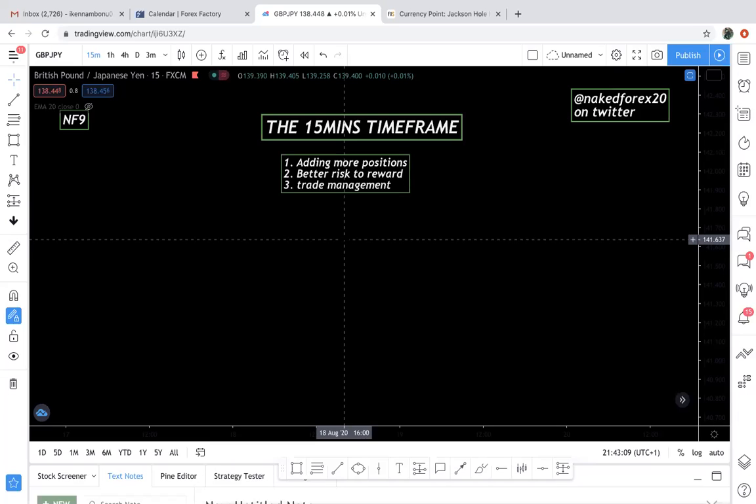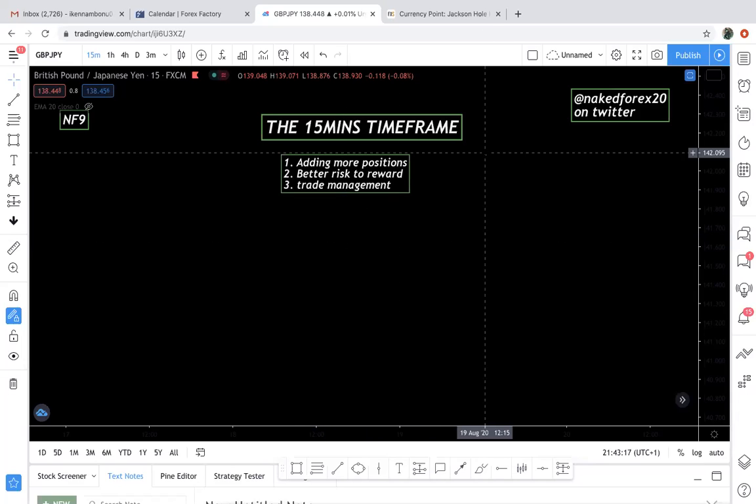So the first thing I'm going to talk about when it comes to the 15 minutes time frame is adding more positions on your trade. Why is that? Because on the 15 minutes time frame, you get to see more impulse and correction than on the 1 hour time frame. Let me give you guys an example.